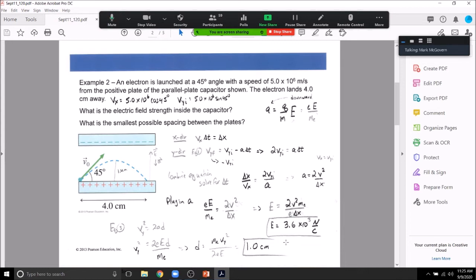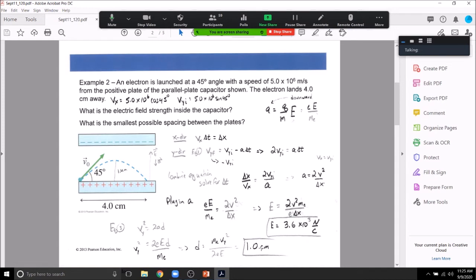That speed is 0. So I'm going to use equation 3 here. I have my final velocity equaling 0. So I move my initial velocity over here. Again, the negative sign is already taken into account here. And I just solve for my distance d. The distance d is the height here. And I get 1 centimeter.